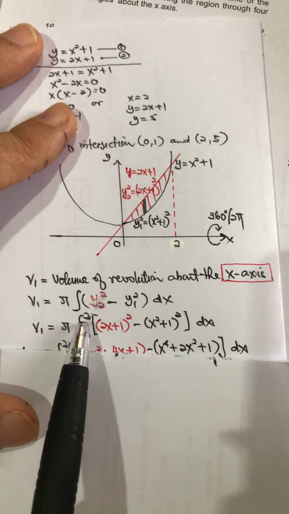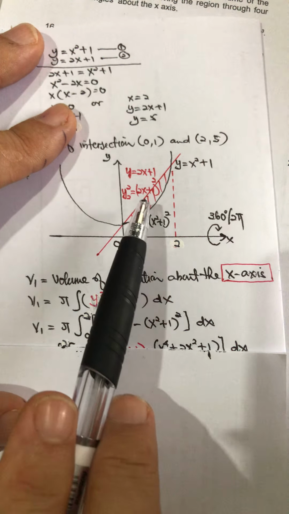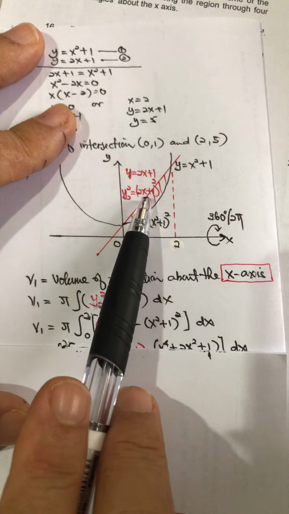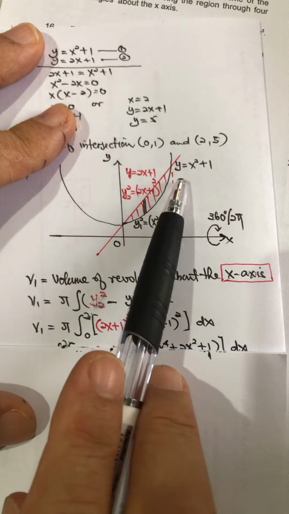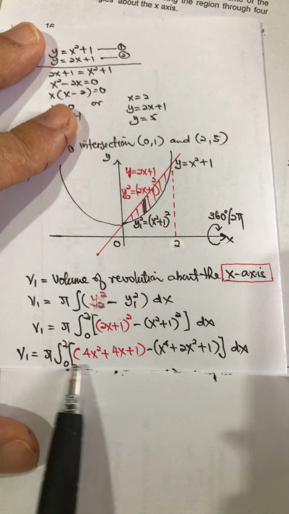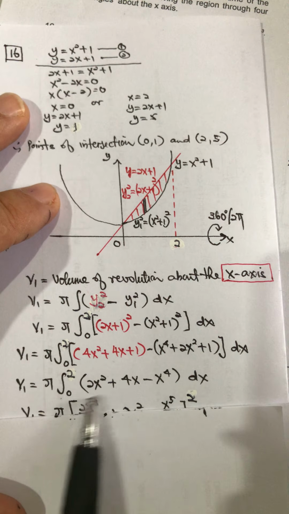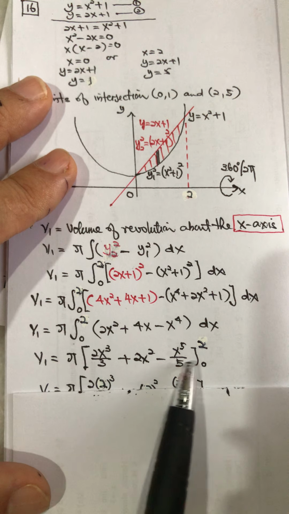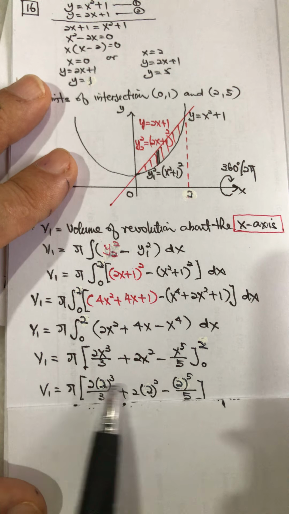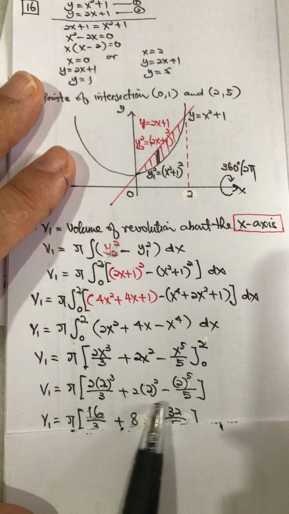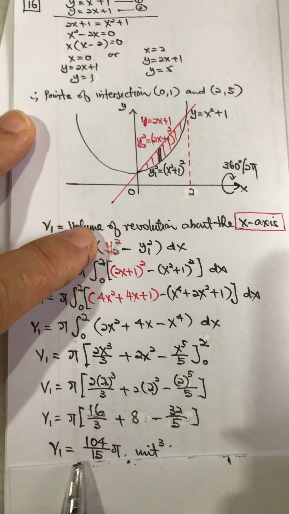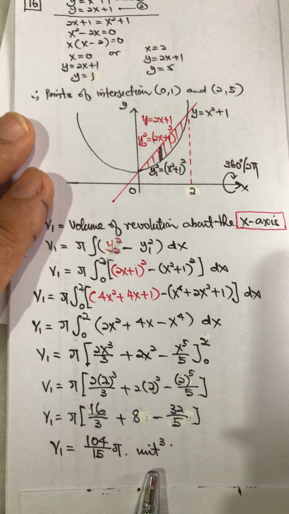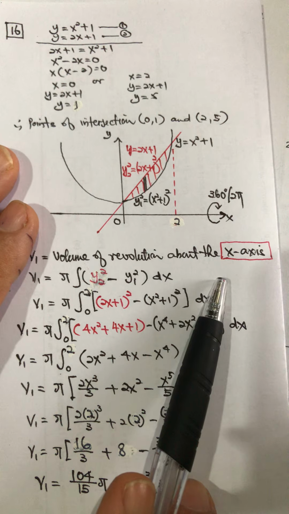So I substitute this one, (2x plus 1) squared, I square it, and this one also I square. Then I expand and I simplify. After that, with limits 0 to 2, I integrate, then I substitute 2, and 0 doesn't need to be substituted. Then I get this answer when you rotate about the x-axis.